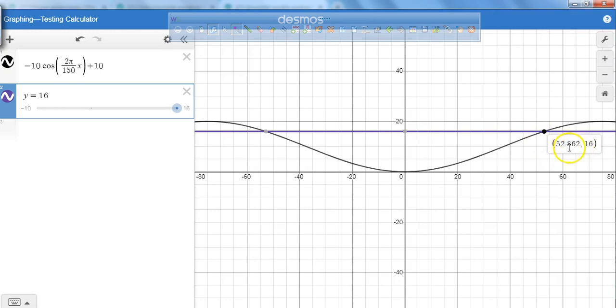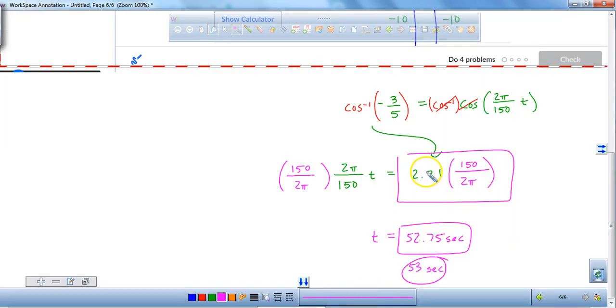Now why is that answer different than ours? Because remember, I rounded mine to 2.21. I didn't multiply it by everything. But we'll still get the same answer, which is 53 seconds. So I'm going to go over here.